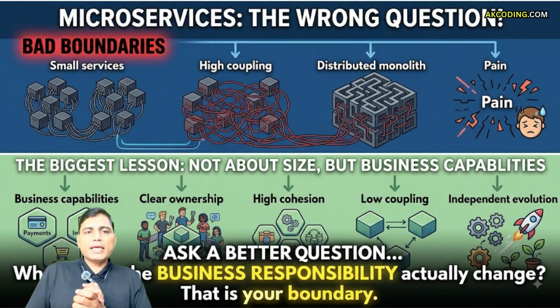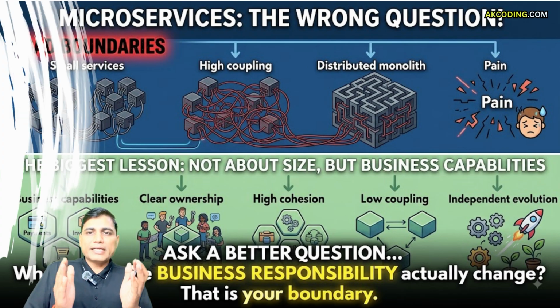And here is a big lesson. Microservices are not about creating small services. They are about creating independent business capabilities. A good microservice boundary makes changes very easy. A bad boundary makes it very hard to change. That's all for the microservices boundary decisions.